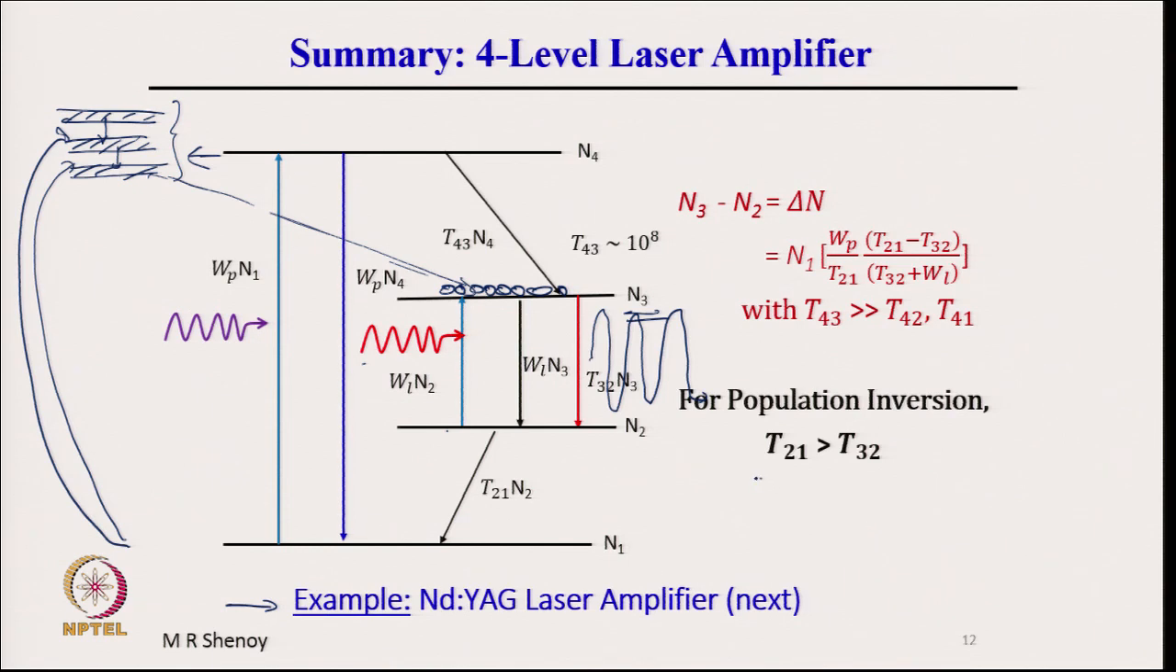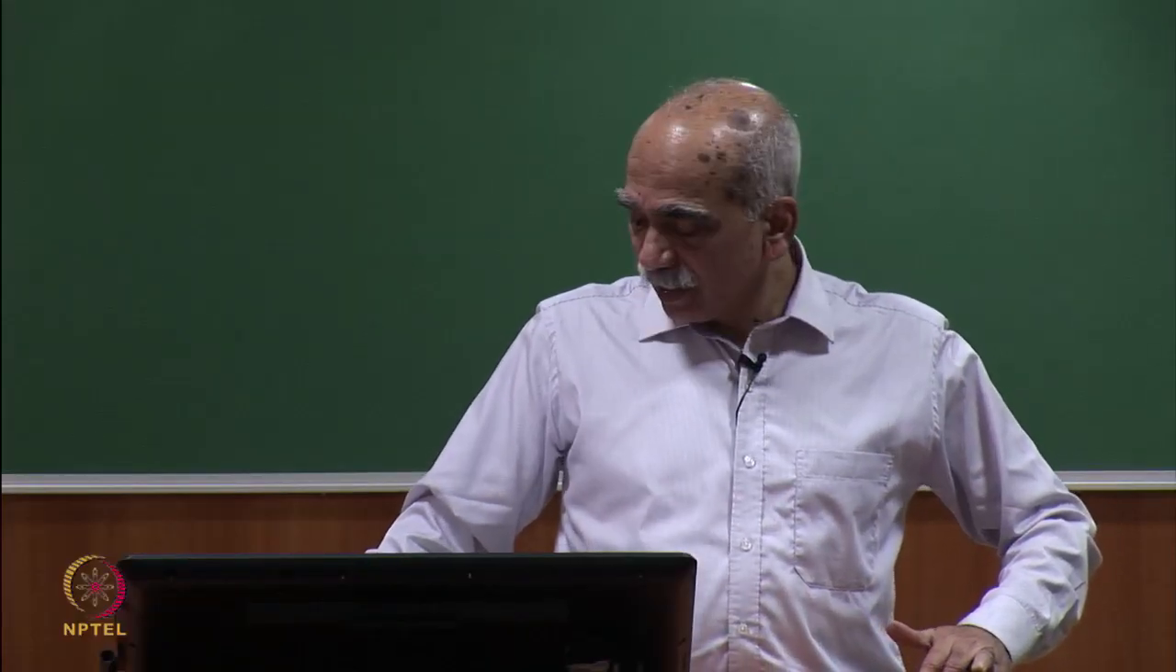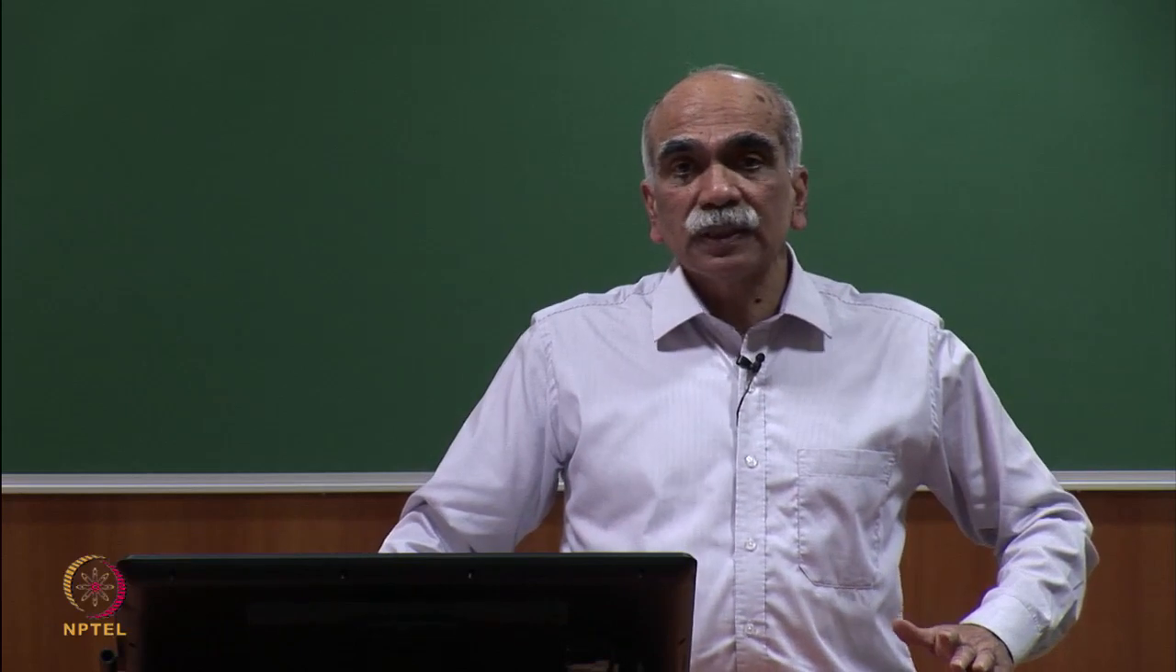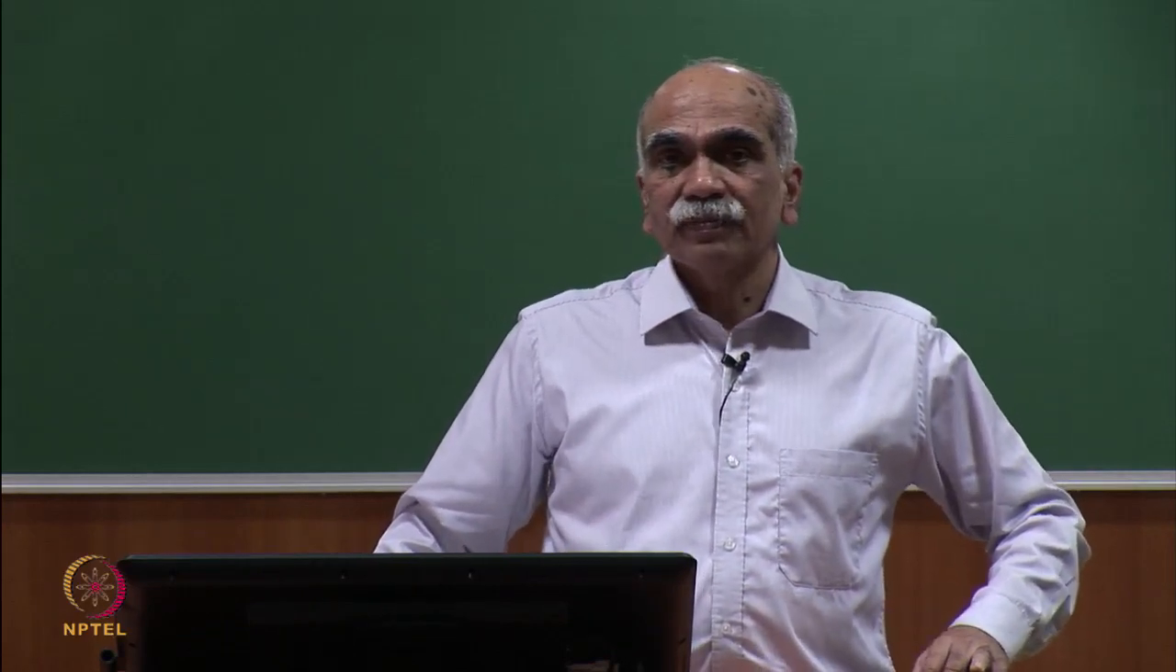So, the necessary condition for population inversion is that the T21 transition must be faster compared to T32. We will take up in the next lecture the example of a Nd:YAG laser amplifier, which is widely used and is a very nice amplifier to discuss. The picture will become more clear. Thank you.